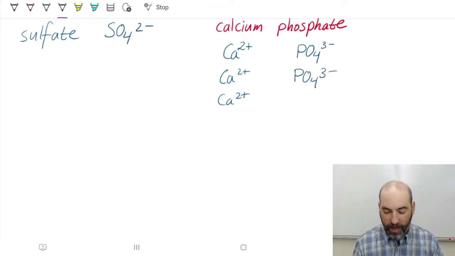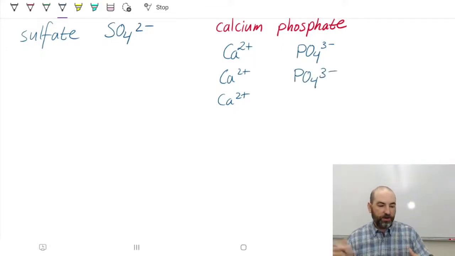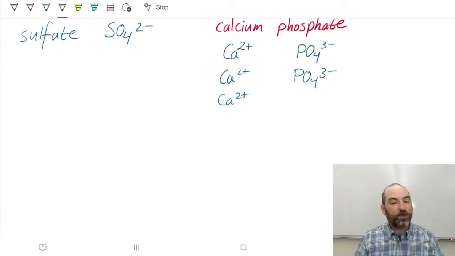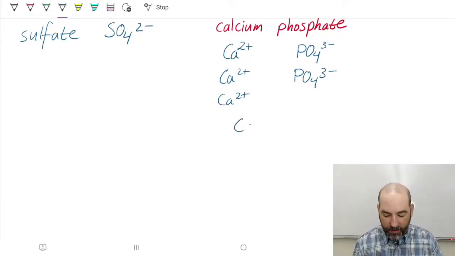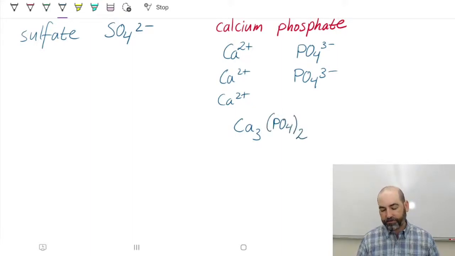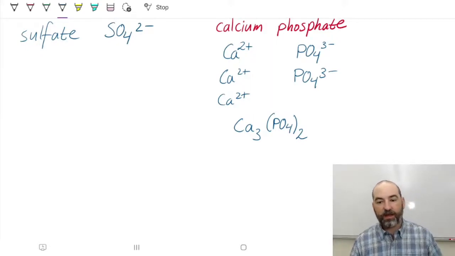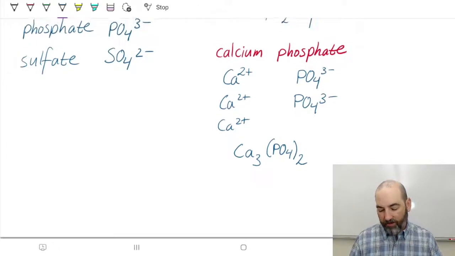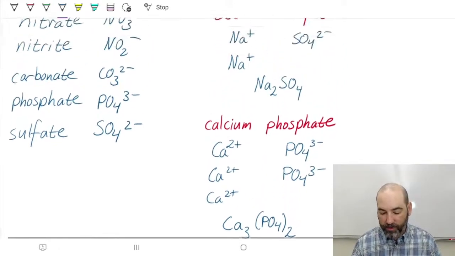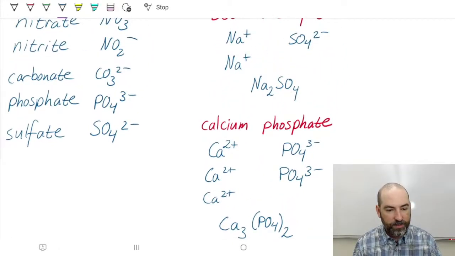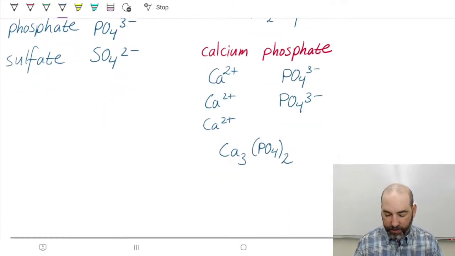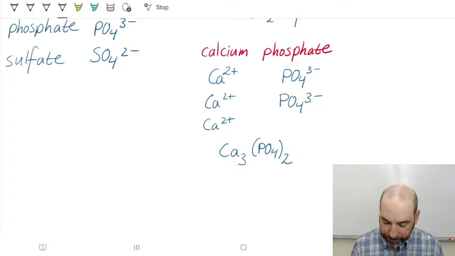Which is going to happen when there's 3 of the plus 2 and 2 of the minus 3. So the way we write this compound then is Ca3(PO4)2. And we use parentheses around the polyatomic ion to indicate there's more than one of that whole thing. Notice when there was just one of them, we left the parentheses out here in sulfate. So that doesn't need parentheses, but down here in phosphate we do.